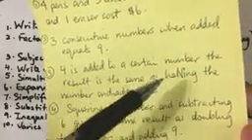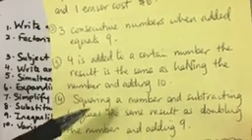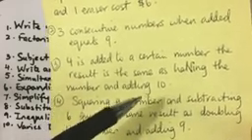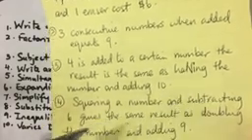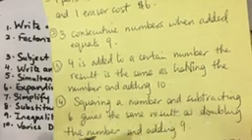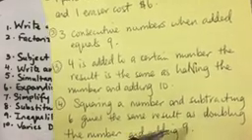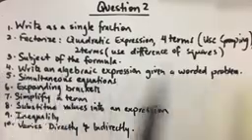4 is added to a certain number. Let's call this number x. The result is the same as halving the number, so half of x, and then adding 10. Squaring a number, let this number be x again, so squaring a number would be x squared, and subtracting 6 gives the same result as doubling the number, so doubling the number would just be 2 times x, and adding 9. Okay, number 5. Simultaneous equations.